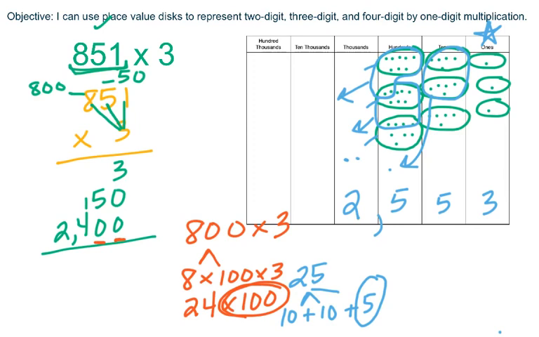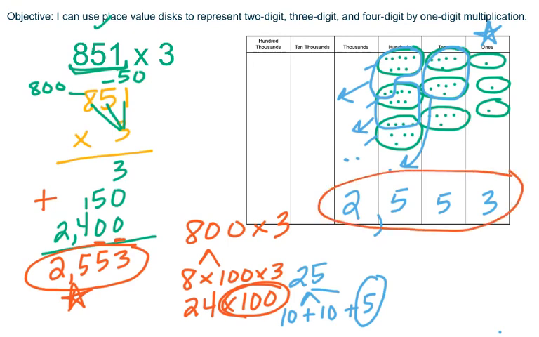All right, last step, I need to add. So I got 3 plus 0 plus 0 is 3. 5 plus 0 is 5. 4 plus 1 is 5. And 2 plus 0 is 2. So if you notice again, I got my matching answers, 2,553 and 2,553. All right, last problem we're going to look at right now.